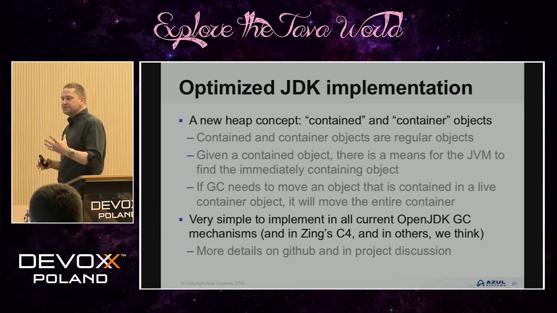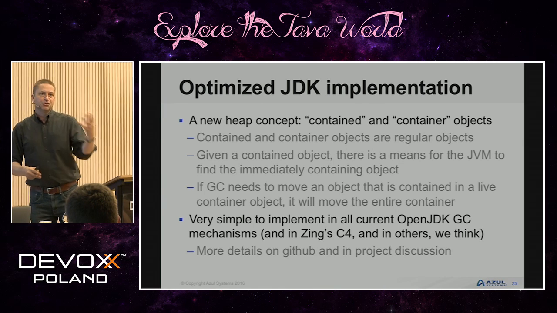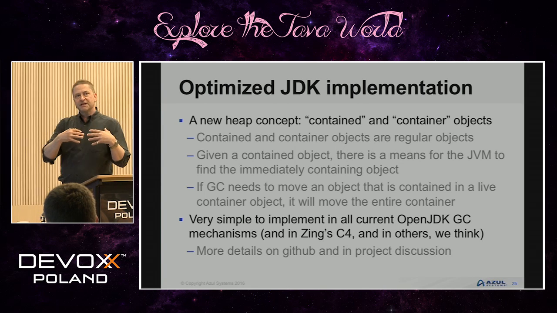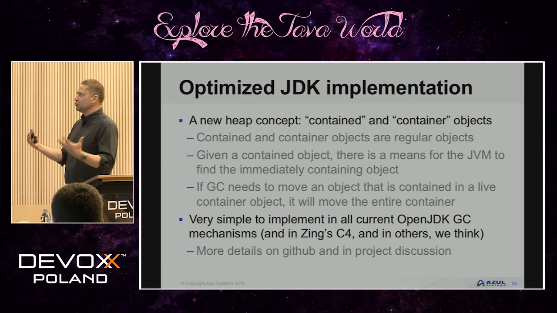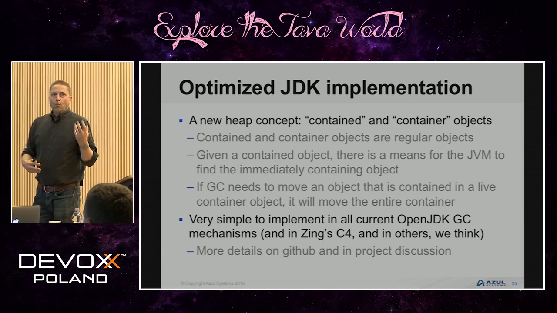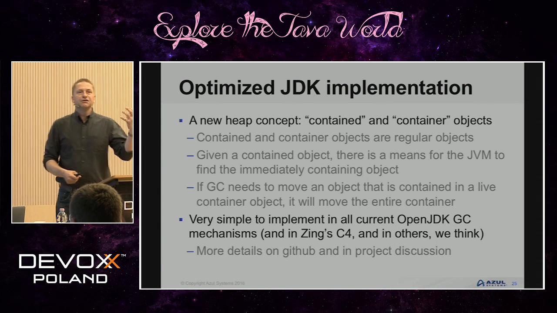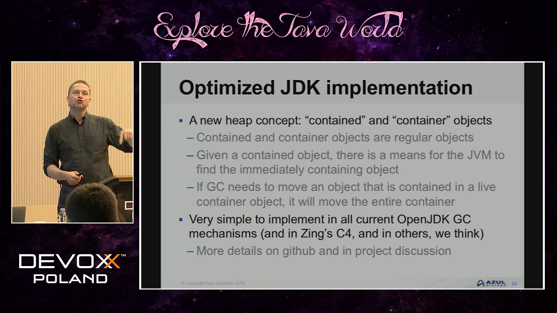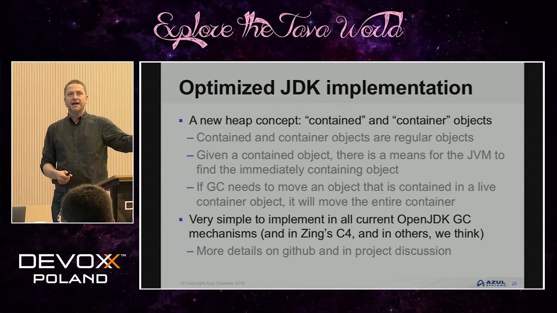What we have is the idea of contained and container objects. So a structured array is a container object. The objects that are stored inside it are contained objects. That's very logical. What a contained object allows the JVM to do is to find from that what its container is. So it allows you to track back to the parent, if you like, the container of that object.